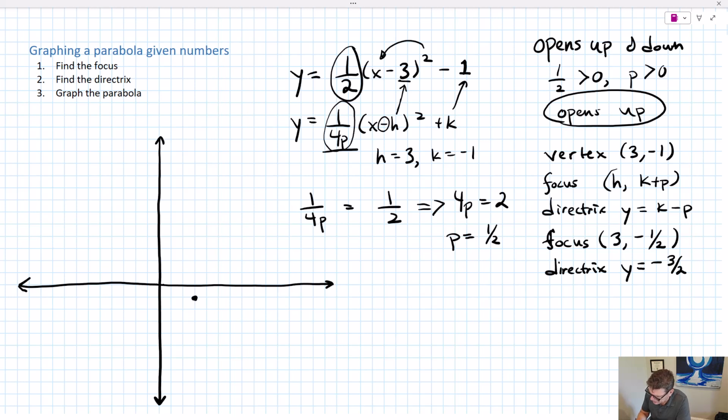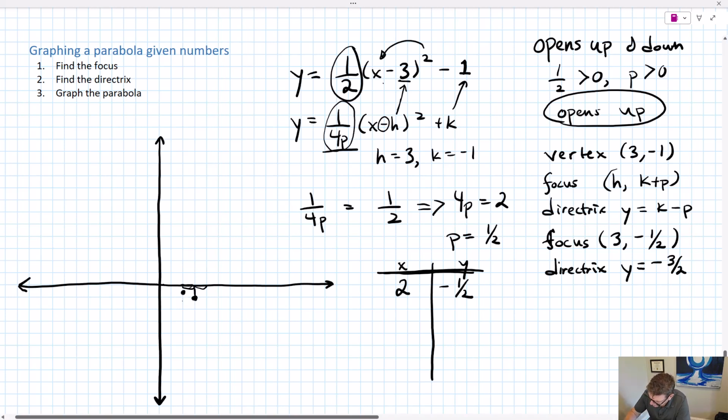And so consequently, I'm going to move over 1 in both directions. So I'm going to imagine that I've got my table, with x and y. If I take 3 and subtract 1, x is going to equal 2. Let's find out what y is. It's going to be 2 minus 3, that's -1, squared. So that's 1 times 1/2 minus 1, and so that's going to be -1/2. So (2, -1/2), we're going to put that right there.